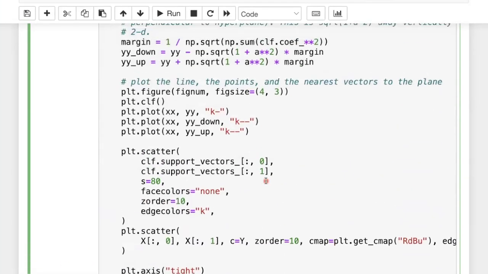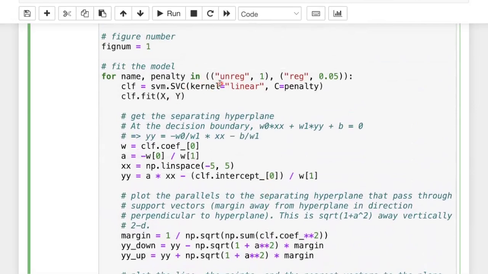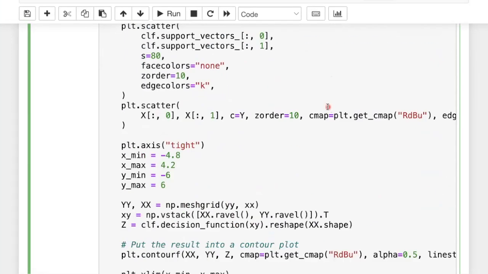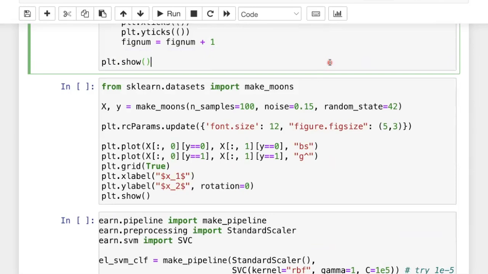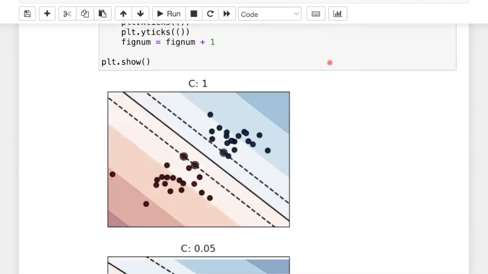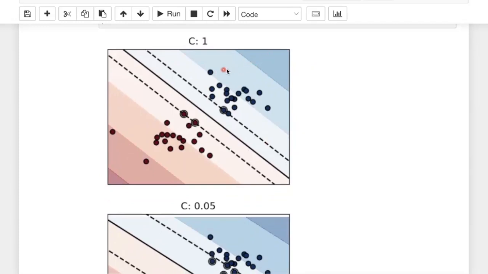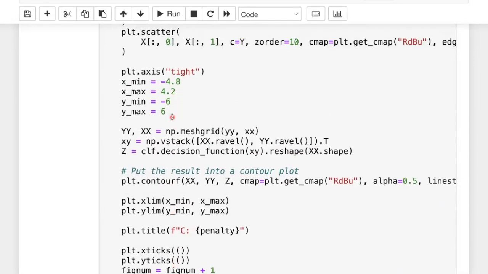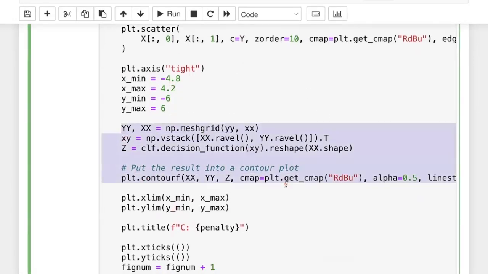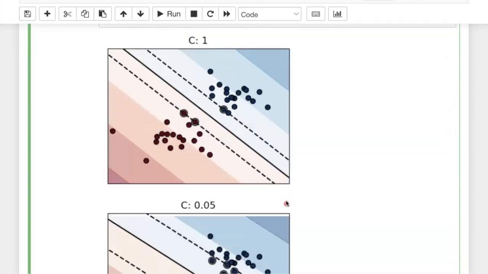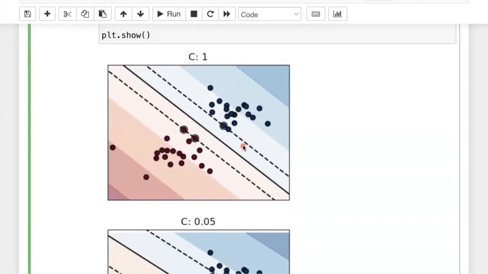And since everything is in a for loop, one time we're going to use this value of penalty 1. That's the first figure we get, and then we use 0.05. So let's run this cell. And here's the result that we get. So the colors you can see here come from our contour plot. If you don't want to get those things, you can always remove this part of the code. But I personally like them. I think they make it nicer to visualize how everything works.